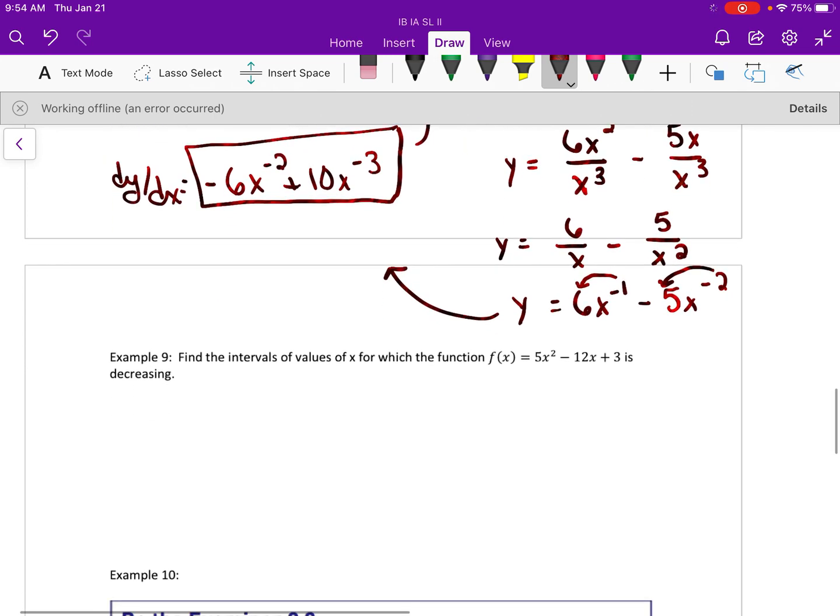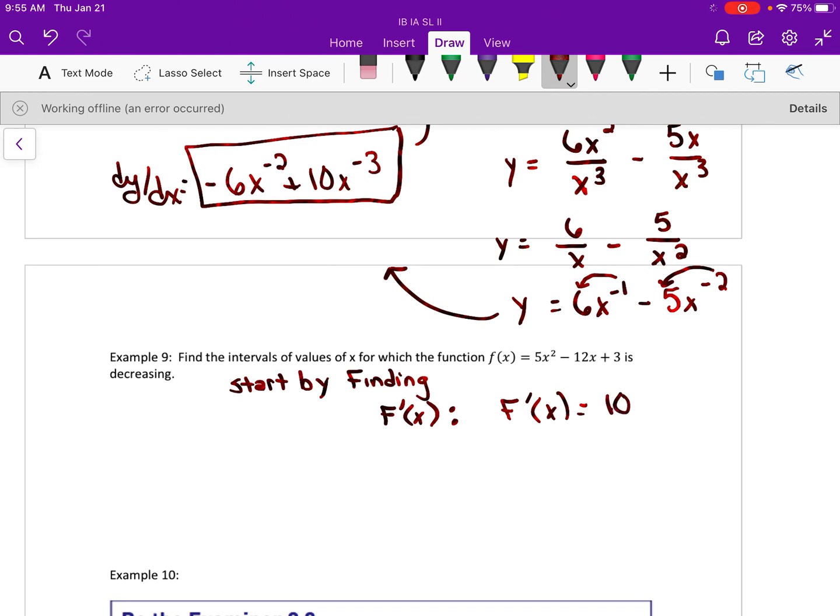All right, find the intervals of the value of x for which the function f of x equals 5x squared minus 12x plus 3 is decreasing. Well, something you need to know for any question about increasing or decreasing: start by finding f prime of x. So to do that, in this case, we end up with 10x minus 12.